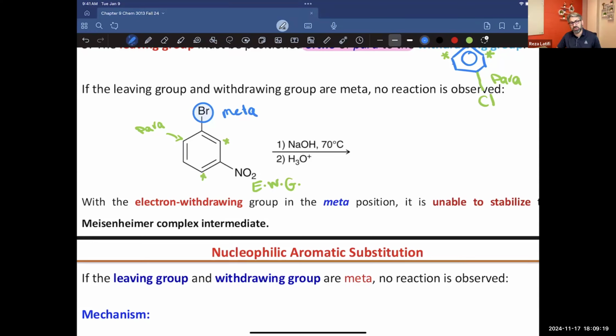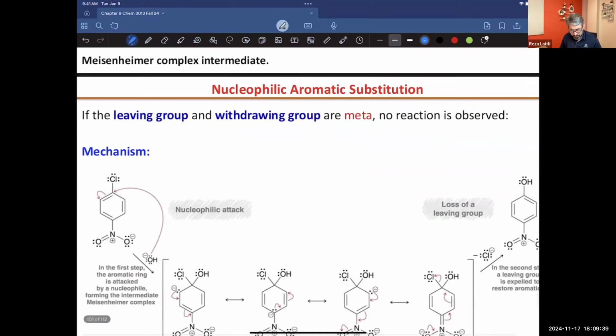So what will happen if I treat this one with sodium hydroxide, and let's say we are also applying some heat? In this case, I'm going to say no reaction. Why no reaction? Because look at the position of the bromide. It should be in ortho or para, not meta. So this reaction is not going to happen.